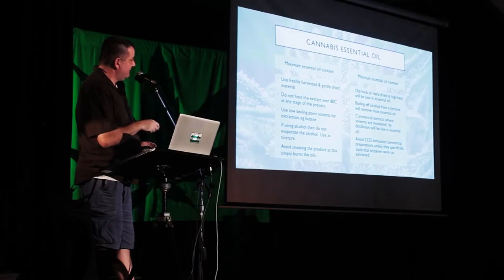So here's just a list of how to maximize essential oil content, or how you lose most of your essential oil. To maximize, use fresh material, gently dried. Don't heat it over 80 degrees at any part of the process. Use low boiling point solvents such as the butane method. If you're using alcohol, don't evaporate the alcohol. Avoid smoking the product, as this simply burns off the essential oil. For minimizing, you would use old herb, boil off the alcohol.